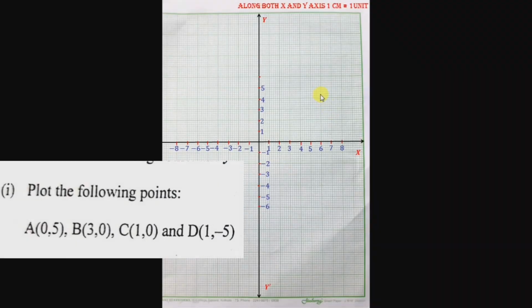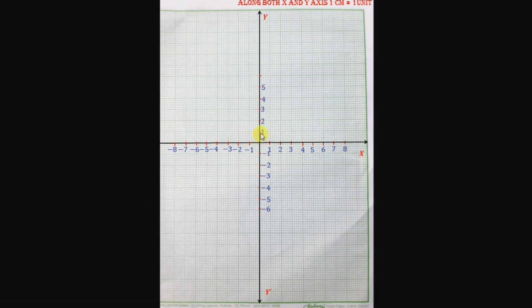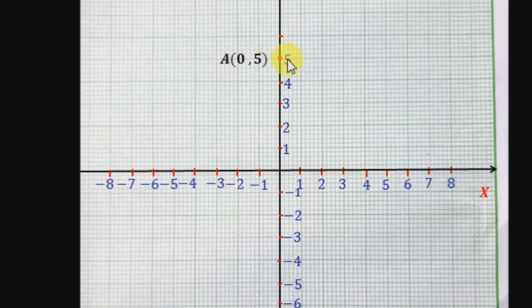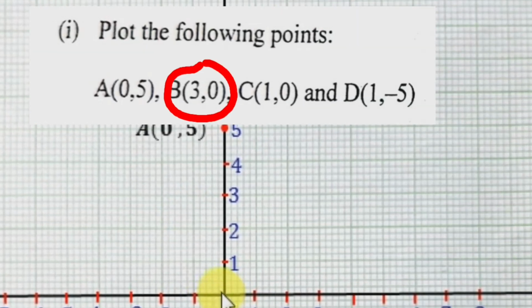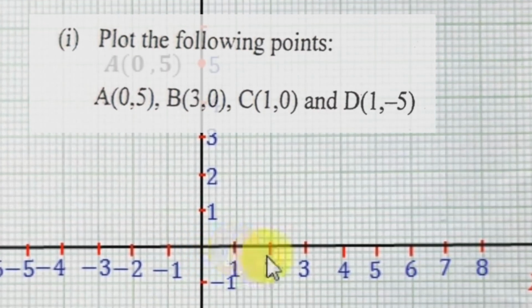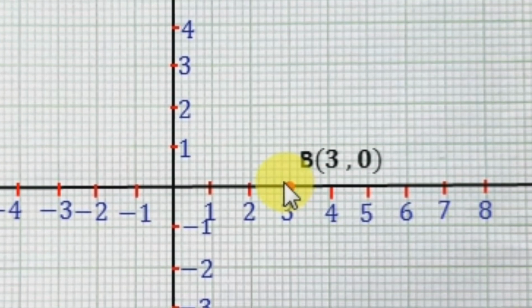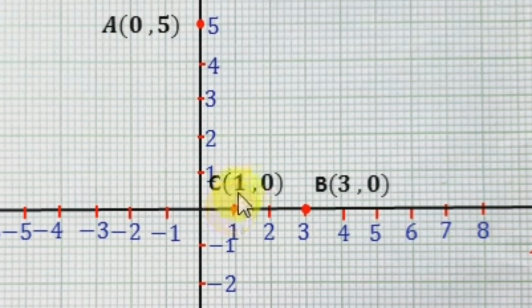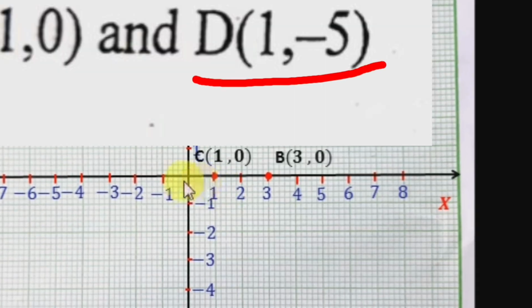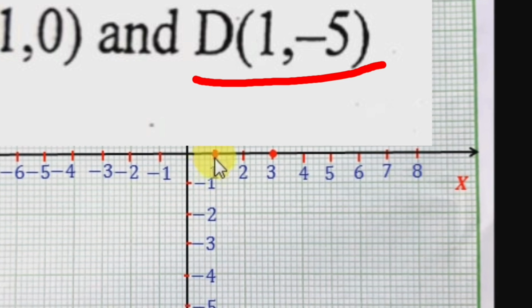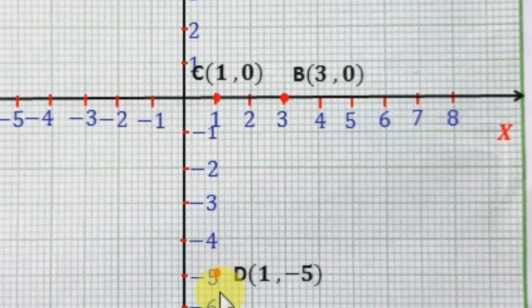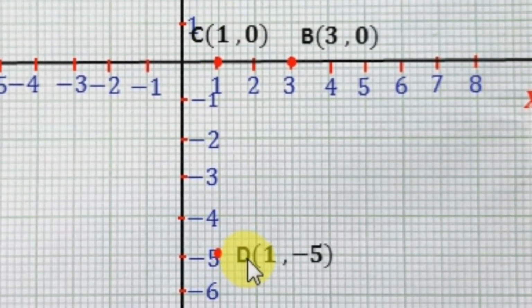Sub number 1 is that we need to plot A (0, 5). That means x is 0 and y is 5, so this is our A (0, 5). B is (3, 0), that means x is 3, so it's (3, 0). C is (1, 0), and 1, 0 is here. And D is (1, -5). This side is 1, minus means we need to go down, 1, 2, 3, 4, 5, so it's here. So this is our A, B, C and D.